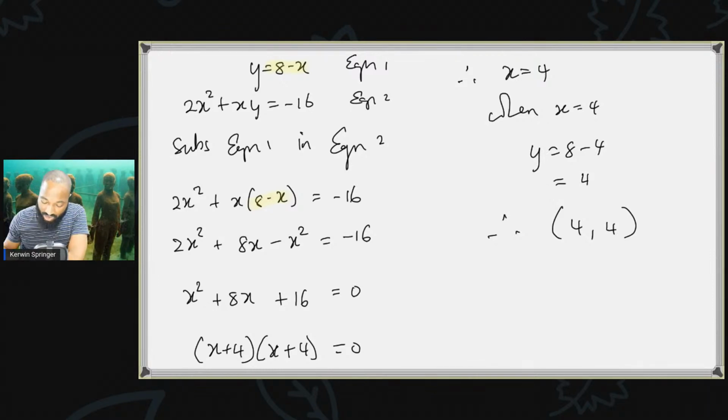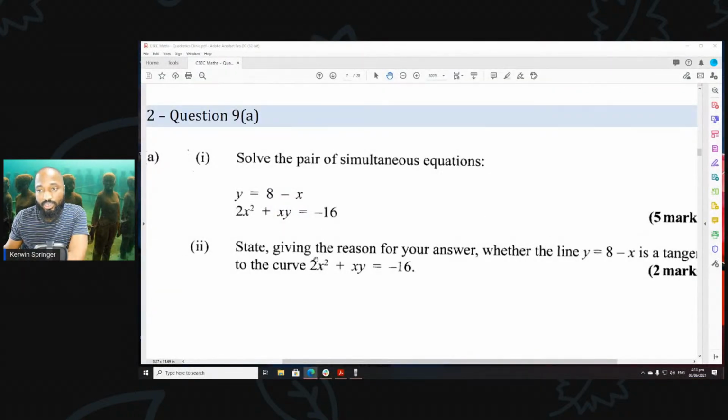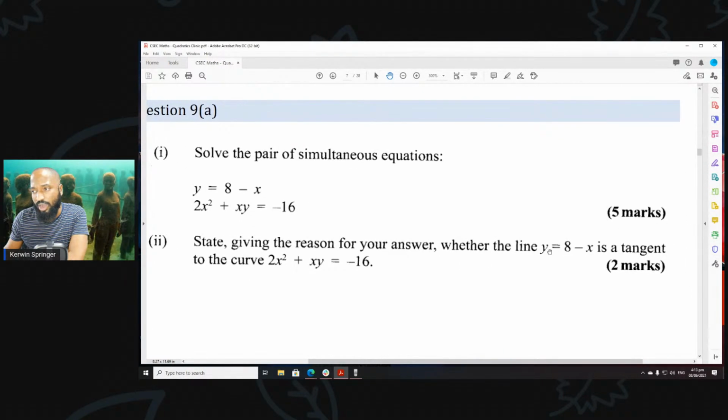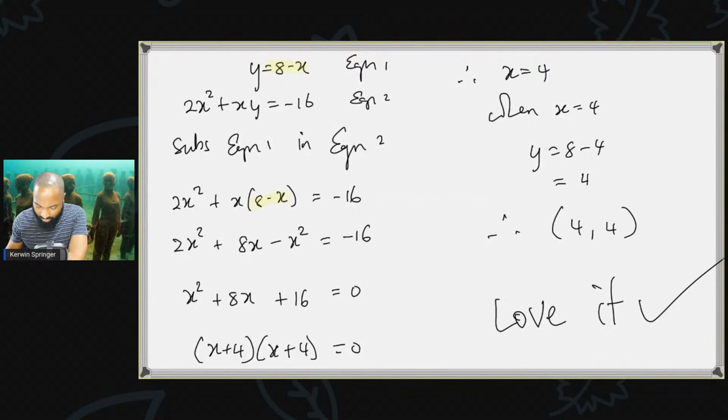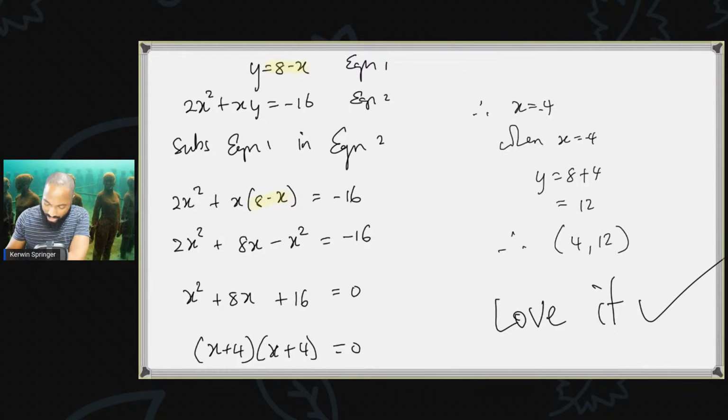Lovely. 5 marks for that too? Wow. State, giving the reason for your answer, when the line y is equal to 8 minus x is a tangent. Oh, look, they're going to make you explain this. Is it negative 4? 8 minus 4 is 4. Oh, yes, it is negative 4. So this is 12. So the reason why it's negative 4 is because x plus 4 is equal to 0, so x is equal to negative 4.